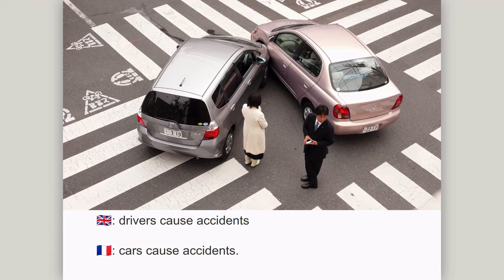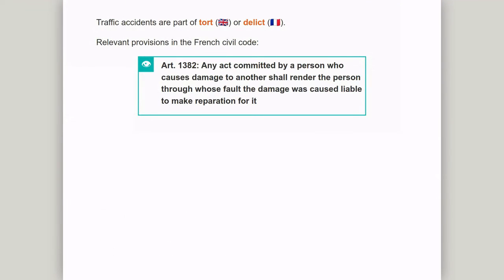The reason for this difference has to do with provisions of French law, and in particular, the French Civil Code. This example is taken from Martin Shapiro's book, Courts. Traffic accidents are part of an area of law called tort in common law systems or delict in code law systems. In delict, there are two important provisions in the French Civil Code. I'm going to give you my translation of these two articles, Articles 1382 and 1384.